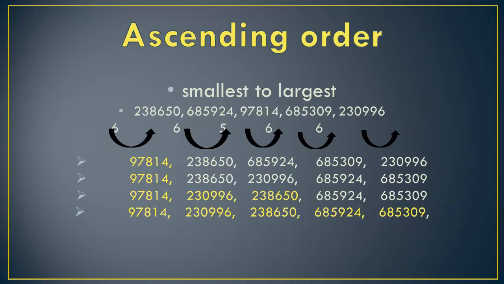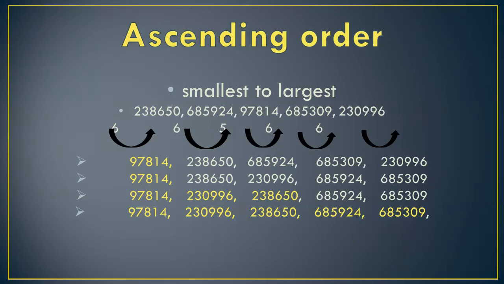So the first number has 6 digits, the second number has 6 digits, the third number has 5 digits, the fourth number has 6 digits, and the fifth number has 6 digits. So we have 4 six-digit numbers and 1 five-digit number. Now I know that any number having 5 digits will be smaller than any number having 6 digits.